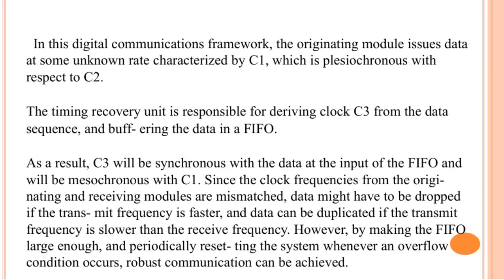In this digital communications framework, the originating module sends data at a rate denoted by C1, which is plesiochronous, meaning it's almost but not exactly synchronized with another clock, C2. To handle this, the timing recovery unit extracts a clock, called C3, directly from the incoming data stream. This clock C3 aligns perfectly with the data as it enters the FIFO buffer, making it mesochronous with C1, which means they share the same frequency but may have a phase difference.